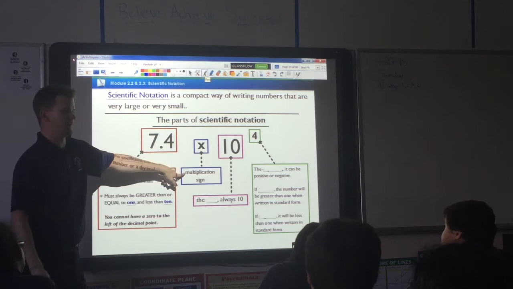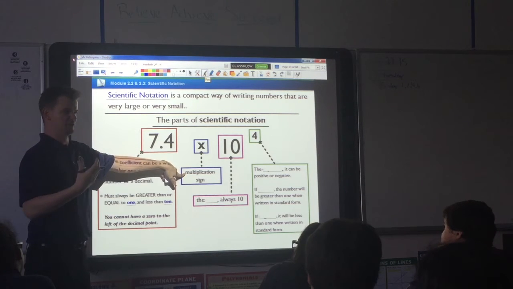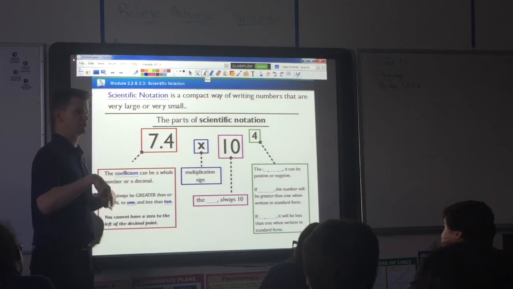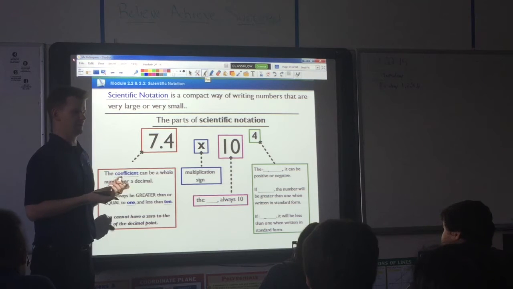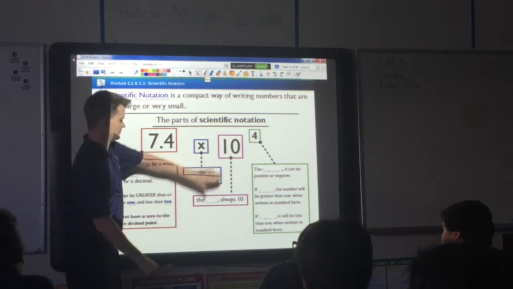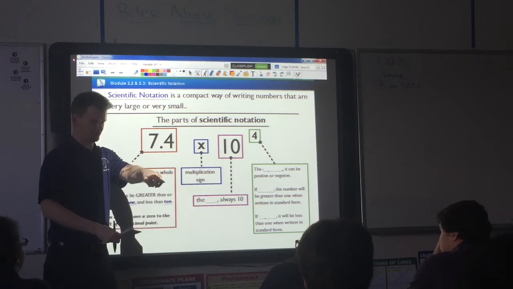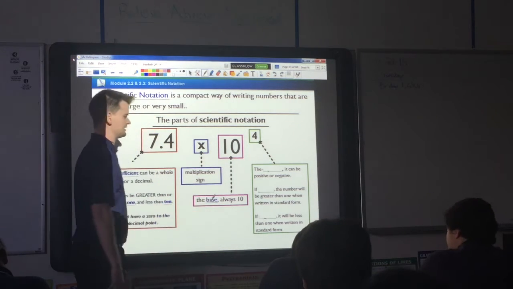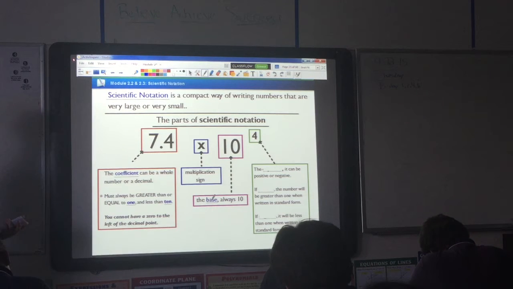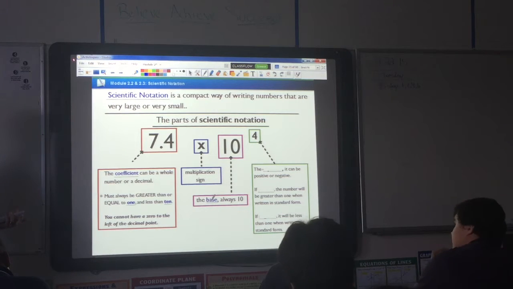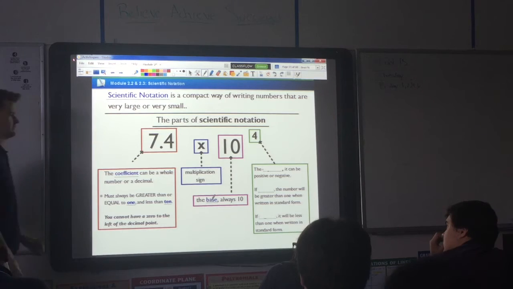And of course, multiplication sign. Do me a favor, I know I told you guys not to use X for multiplication. When we write scientific notation, that's probably the only time you can use X. Other than that, use a little dot. Next, what's this called? Anybody? It's 10, but it's called a base. In this concept, it's called a base. And your base will always be 10. It's not going to be 9, 8, 7, 6, 5, 4, 3, 2, 1.